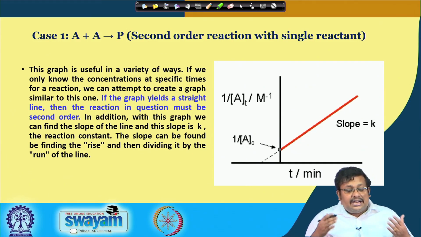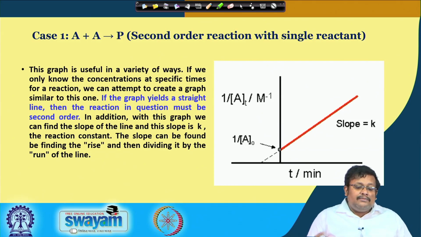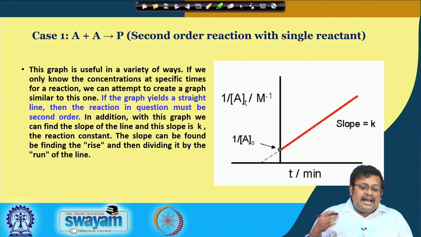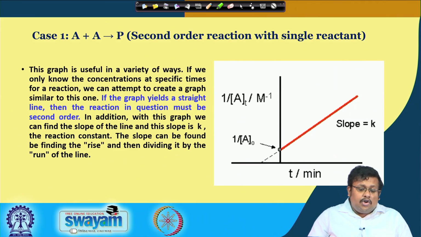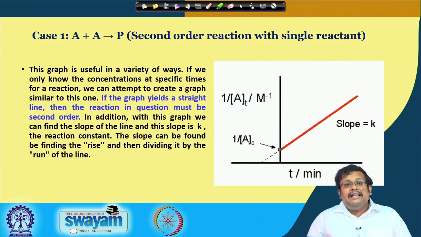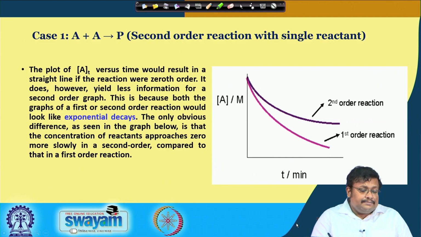In addition, with the graph we can find the slope of the line, and this slope is k, which is the rate constant for the second order reaction. The slope can be found by finding the rise and then dividing it by the run of the line. So, this is how we can plot and calculate for a second order reaction.